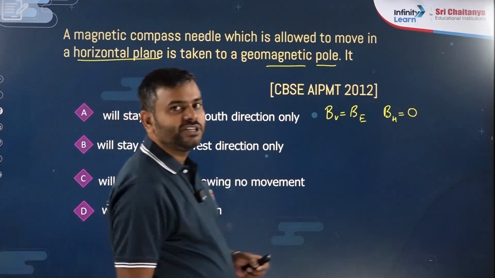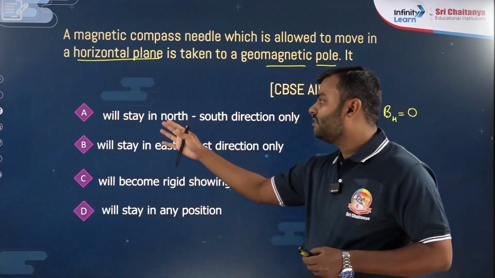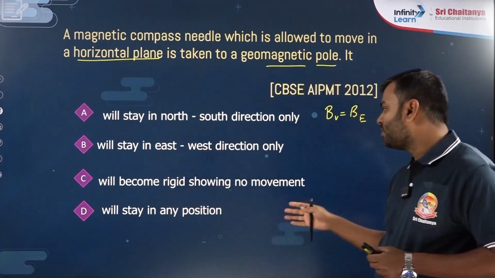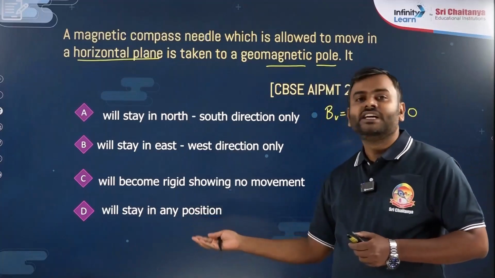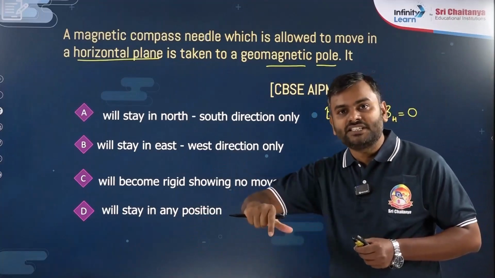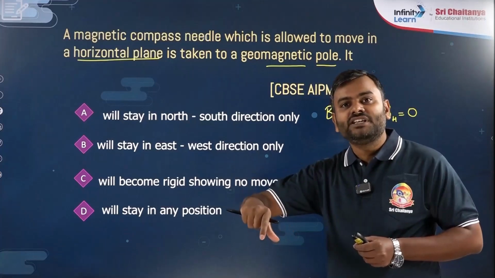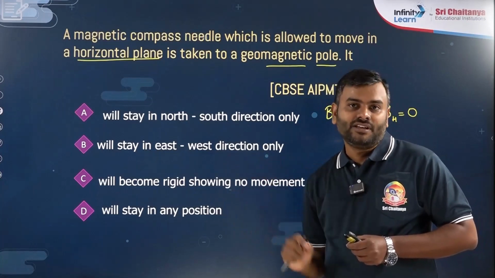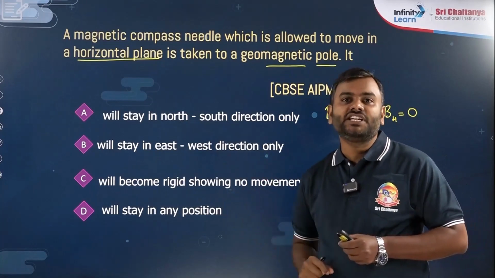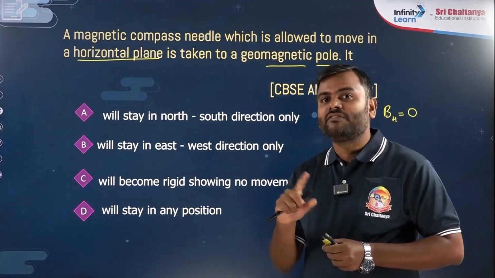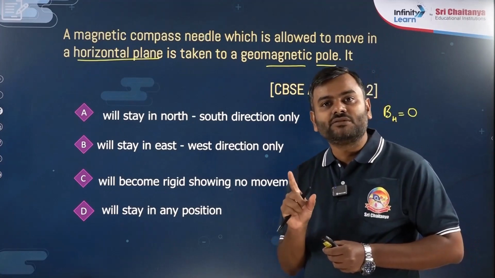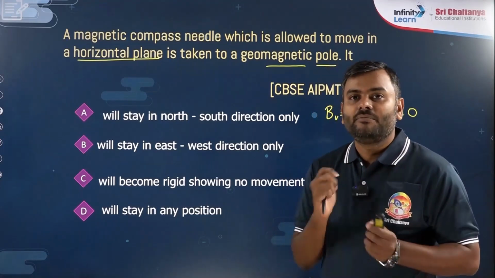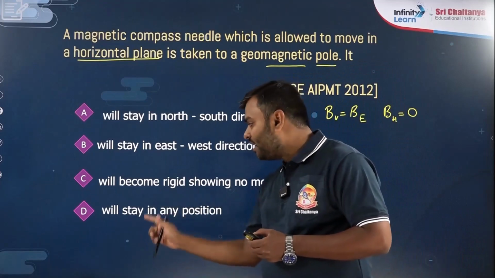So what should be the correct option here? They are saying it will stay in north-south direction only, it will stay in east-west direction only, it will become rigid showing no movement, or it will stay in any position. It will stay in any position, because whatever position of the magnetic compass I maintain, it will keep that position. Manually you can change its position, but whatever position it has, that is the position it is going to maintain, because it is not interacting with the horizontal component as it is not present. So which option is correct? It will be D option.